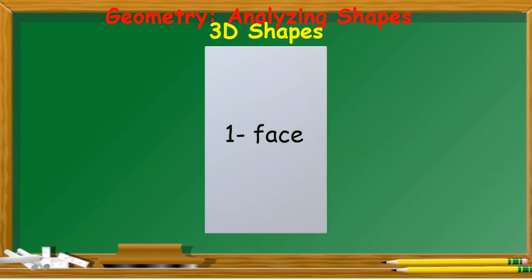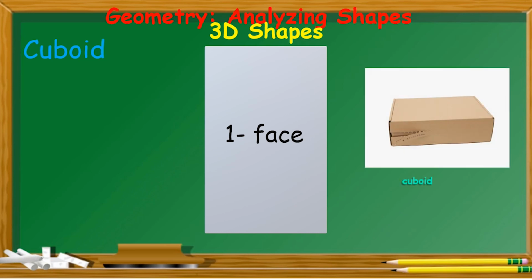This one is what we call cuboid. So what are examples of cuboid? We have this one, a box. Same like a rectangle box, but this one is 3D. So this is what we call cuboid.